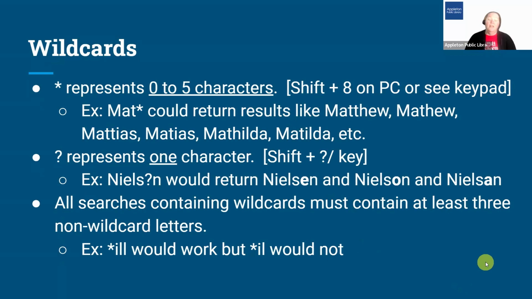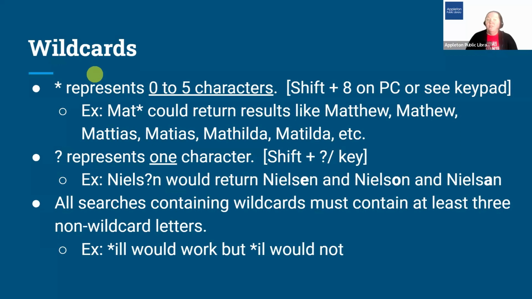So what are the wildcards? The star, which you can see up here, is going to represent between 0 and 5 characters. And to get that star, you're going to look at your keyboard. There's going to be the Shift key and the number 8. You can see right above the number 8 is that little star. So you can push both the Shift and the 8 at the same time if you're using a PC. Or if you have a little keypad on the side that has the numbers, there's going to be a little star above the 9 on your keypad. So that's how you would get that star.